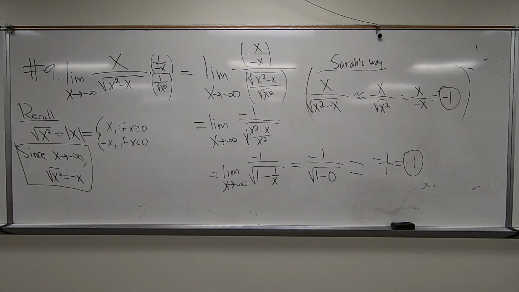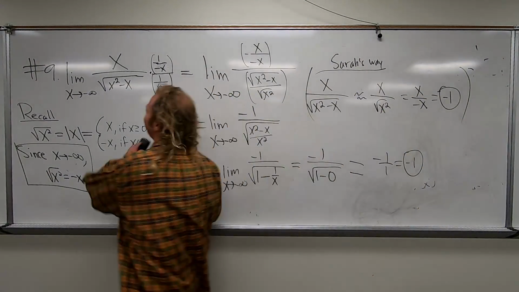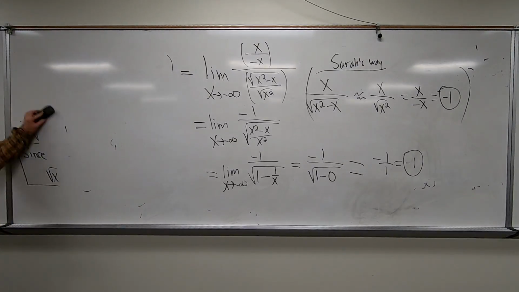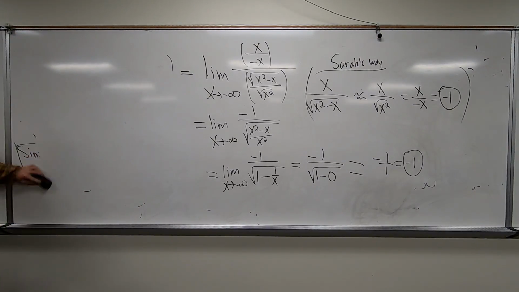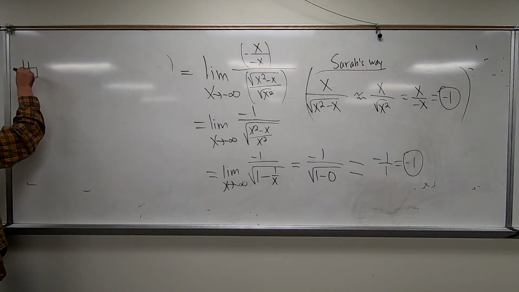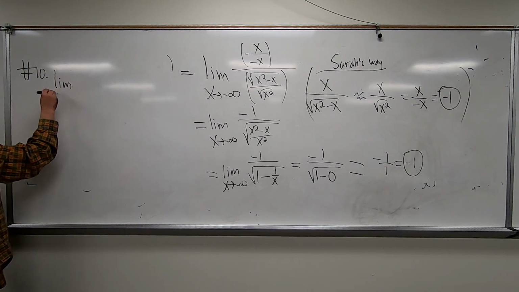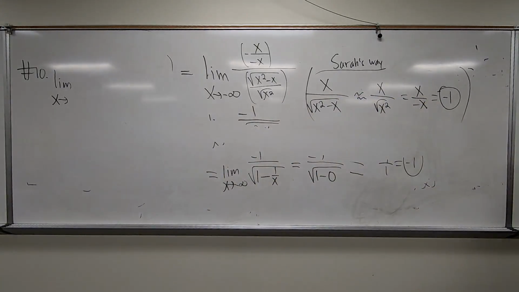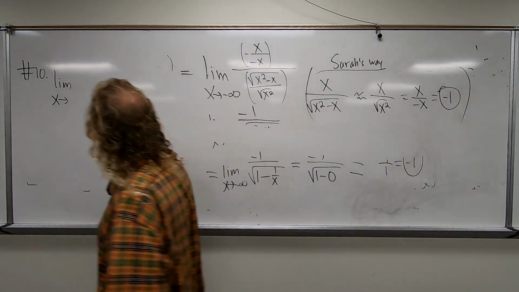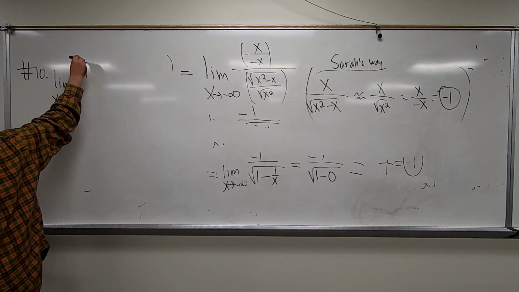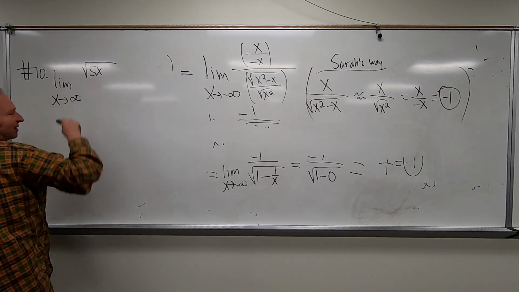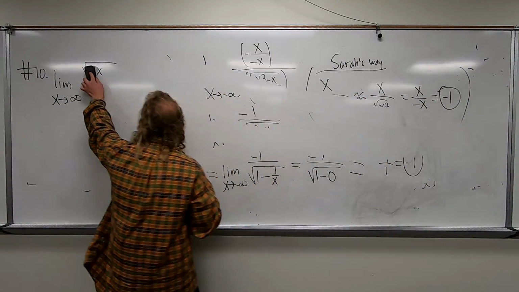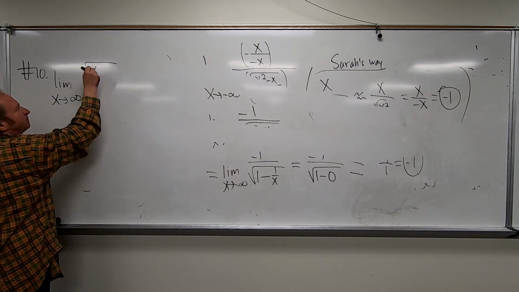Number 10. Let's do number 10. Do you all want to try number 10? You do? Okay, all right. Let's see. So it's the limit as x approaches infinity. This is one of the ones like the one we just did. Square root of x squared. Sorry, x squared.